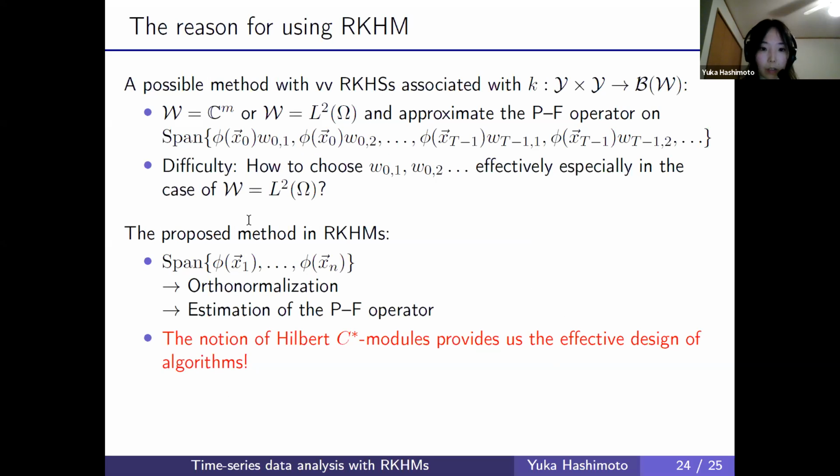On the other hand, by using RKHMs, we can simply construct the submodule spanned by these observations, and then we also normalize these vectors. Then we can estimate the Perron-Frobenius operator. In this case, the notion of Hilbert system modules provides us the effective design of algorithms.